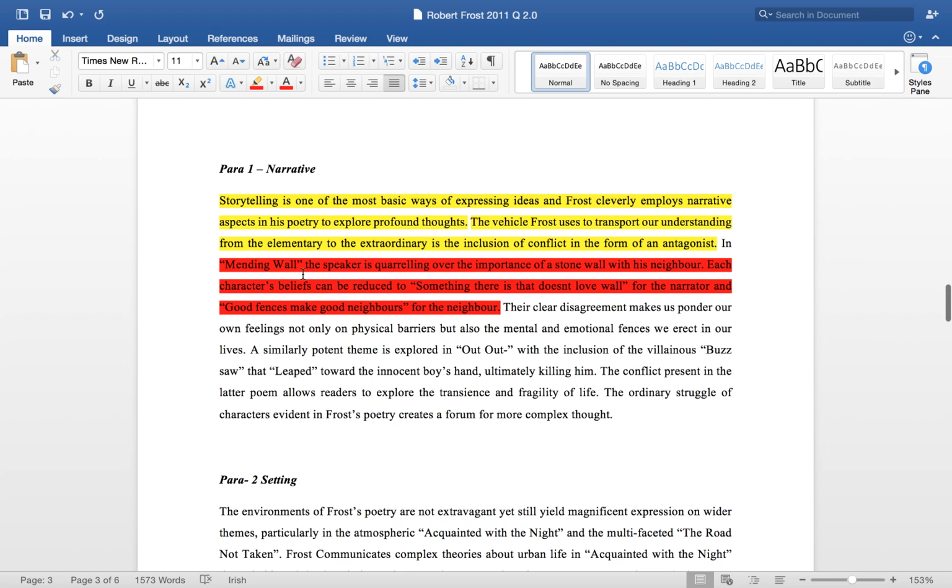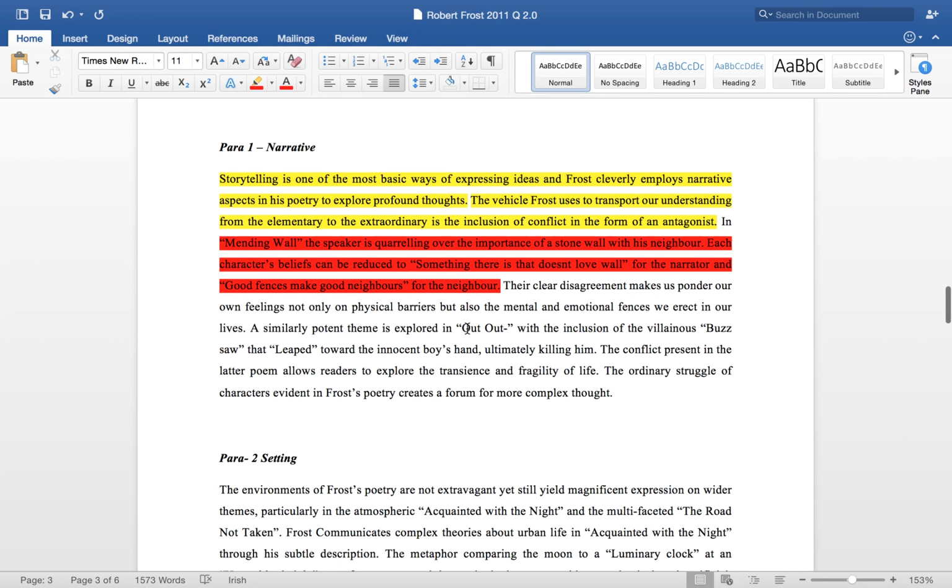Okay, so Mending Wall, the name of the poem. Speaker is quarrelling over the importance of a stone wall with his neighbour. Each character's beliefs can be reduced to something there is that doesn't love a wall, for the narrator, and good fences make good neighbours, for the neighbour. I have my quotations there, and they are incorporated. So if I was to take away these quotation marks, then the sentence would still make sense. That's an important aspect of our quotations, and we'll get onto that at the end of the video.